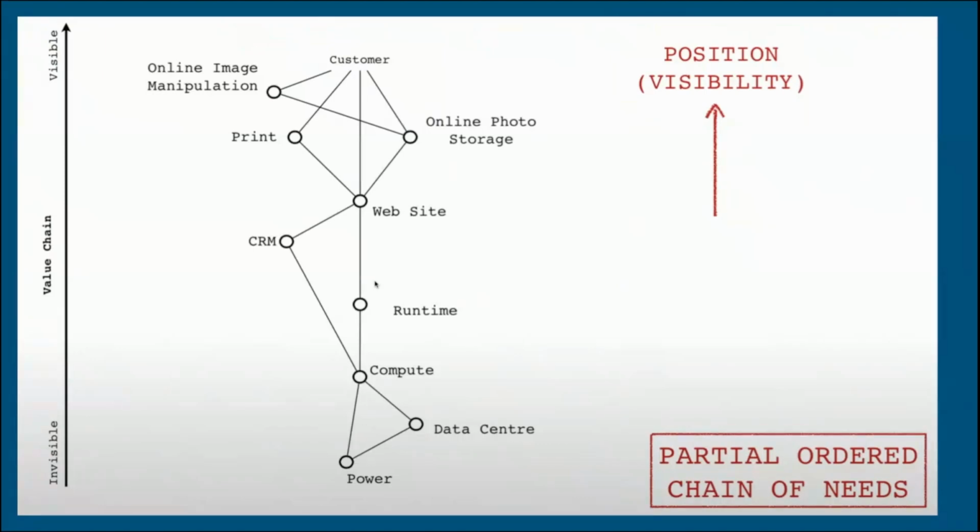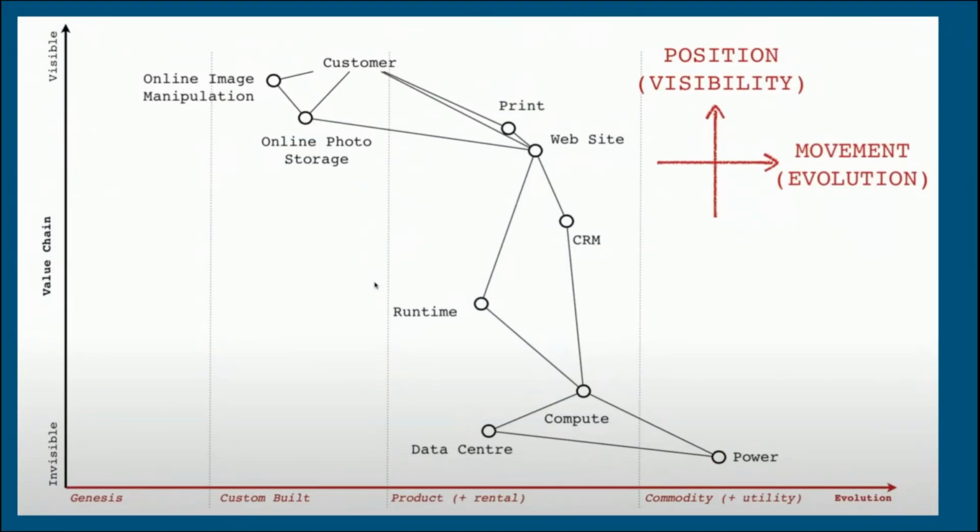Now let's make this from just a list of objects into an actual map by giving it both a true north, and let's make both dimensions be meaningful. So we've already got the visibility up and down. We just added this thing called evolution, moving from left to right, where things start off as Genesis, brand new in the world. Then there's things that are custom built. As things get more mature and more evolved, they turn into products or maybe rentals. And then eventually things turn into commodities. And that's a pretty natural progression for any object, component, product, or service.